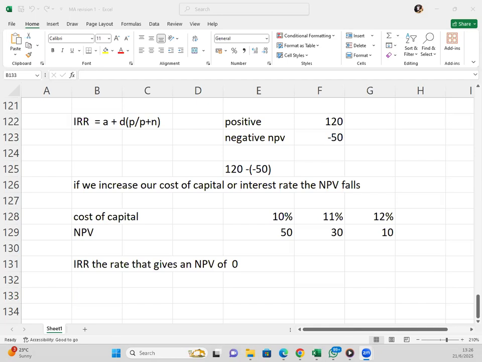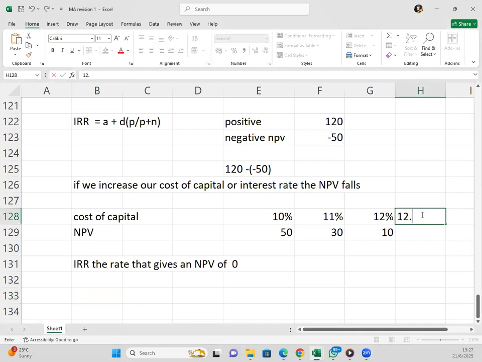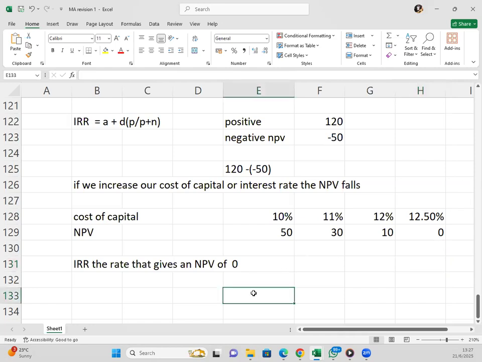So it means if we increase by 0.5% from 12, which is if we increase to 12.5, our NPV would also fall. It was falling by 20 for every 1%, so if we increase by 0.5%, it should fall by 10. So from 10, if it falls by 10, it gives us 0. So now let's move on. Any questions on that? IRR is the rate that gives us an NPV of 0.